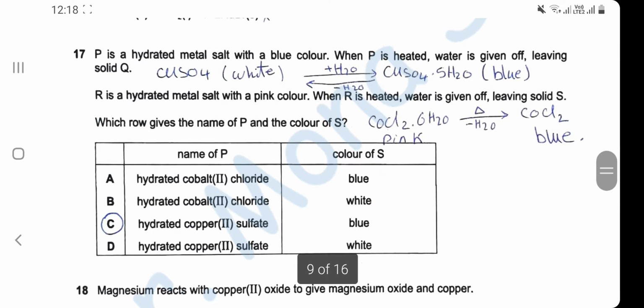and the name of the P salt. First, we started with the hydrated salt that has a blue color.